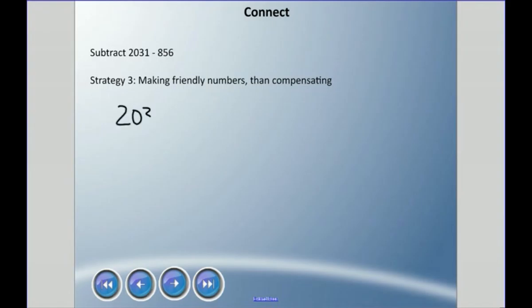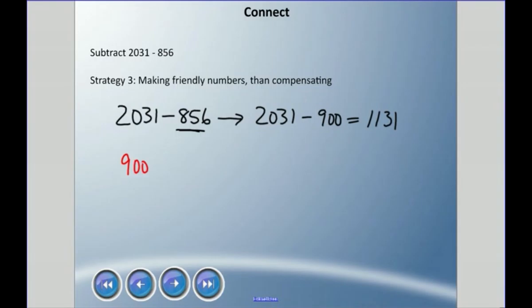I'm going to rewrite this: 2031 minus 856. Well, let's change that into a friendly number: 2031 minus 900. If we do that, we're going to get 1,131. Well, we changed that 856 to a 900, so let's establish that 900, the number we changed to, minus 856. That is 44.